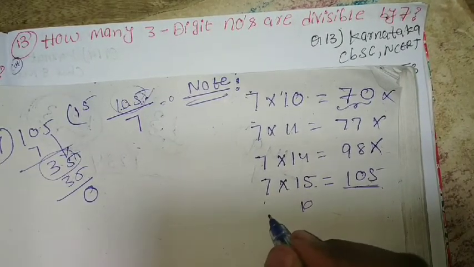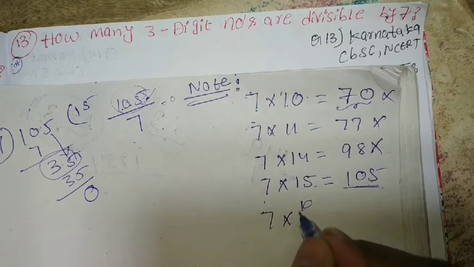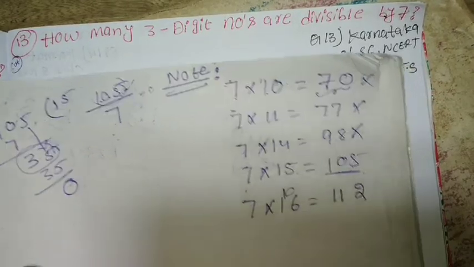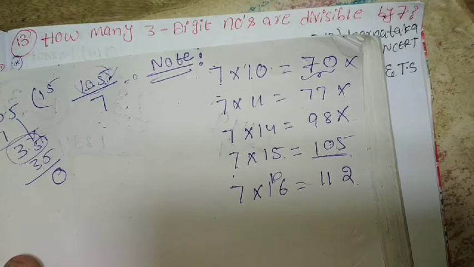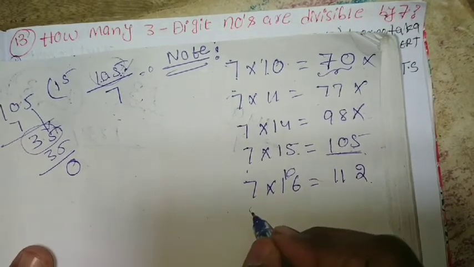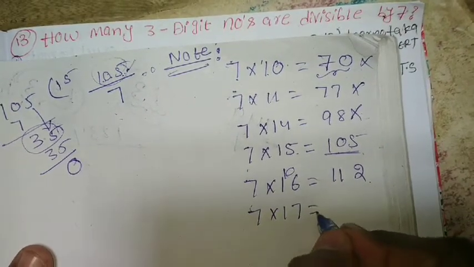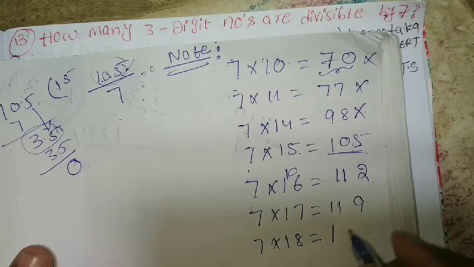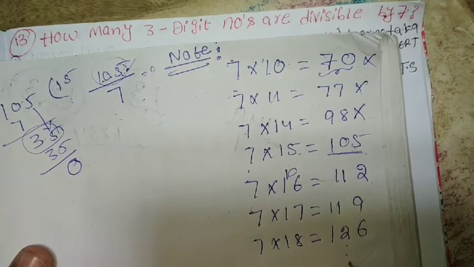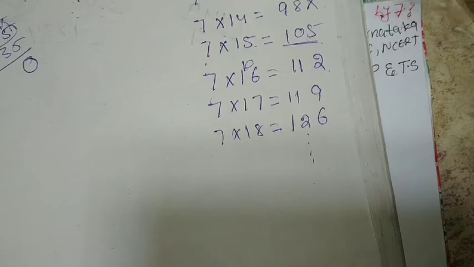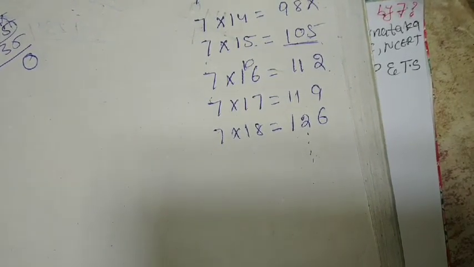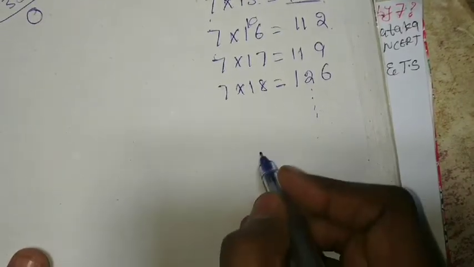Okay, what is the next number? 7 into 16. That means 16 sevens are 112. Please note this down. If you note it down, then you can easily understand what the question is asking. Next, 7 into 17, what? 119. 7 into 18, what? 18 sevens are 126. So like that and so on. Up to how many terms are we getting? What is the last term?